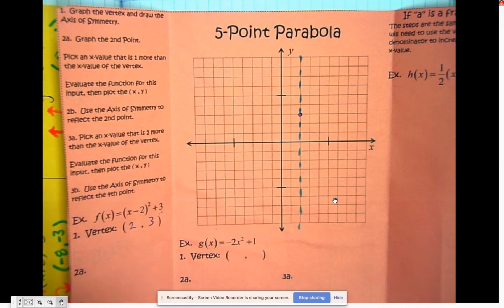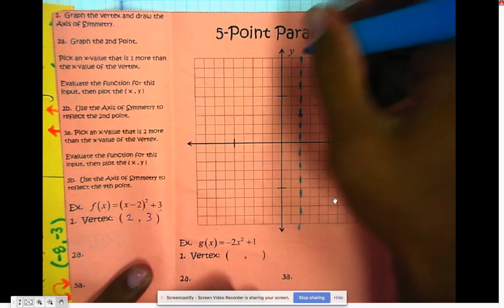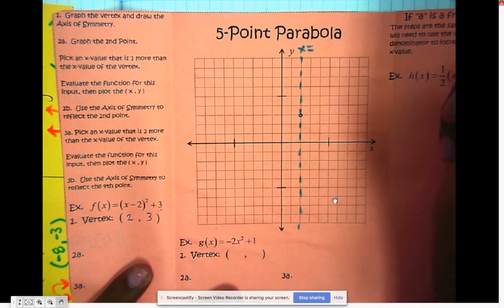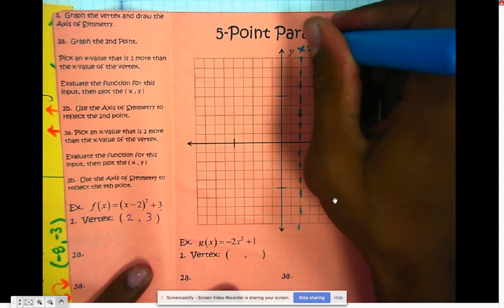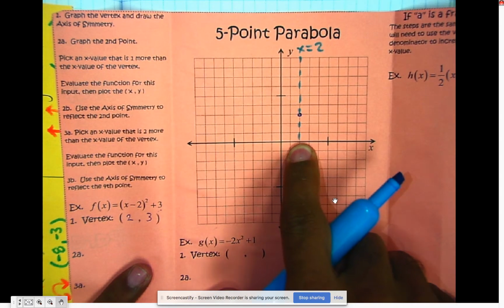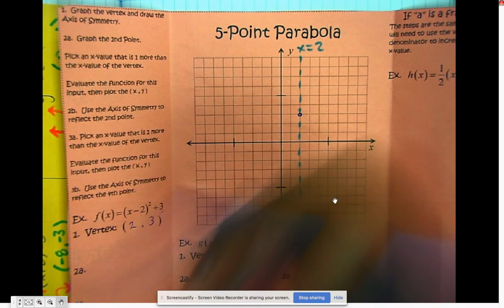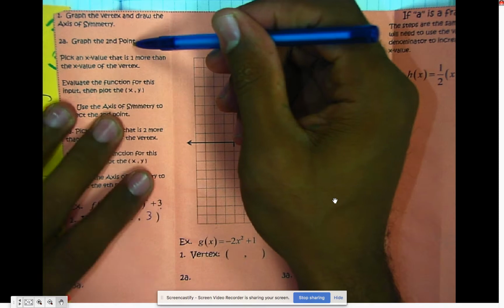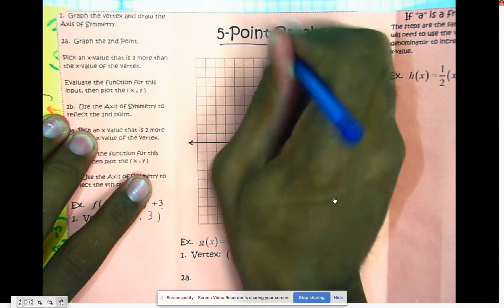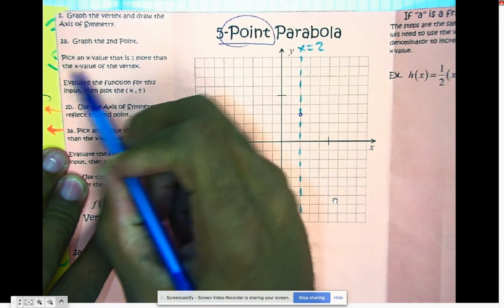Okay. And just to remind you, the equation for the axis of symmetry is x equals whatever the x value is where it crosses. Okay, so x equals 2. Now, what you want to do is graph another point, because we want to create a 5-point parabola. Okay, so graph the second point.